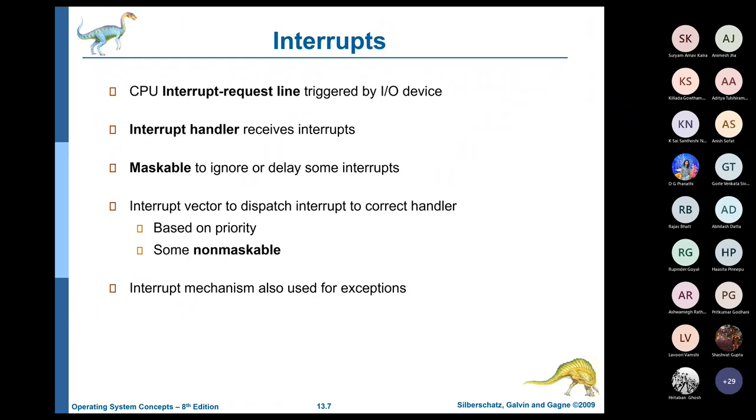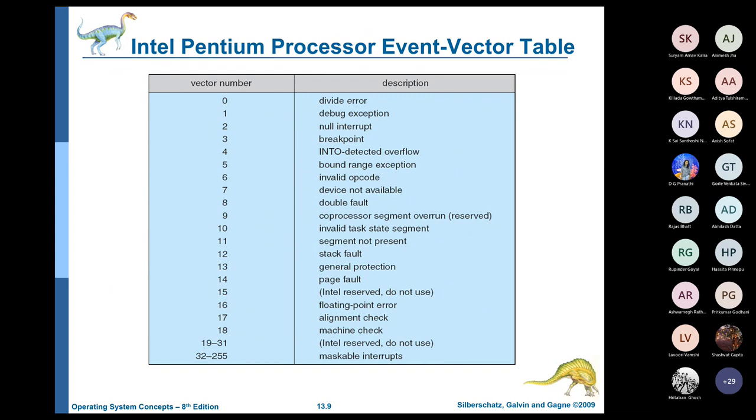Either processors or other devices. Some interrupts are called maskable, which means they can be delayed a little bit, but some are non-maskable. Typically, the exceptions, like these dangerous errors. So this is an Intel Pentium processor. What is a vector number? I will come to it.